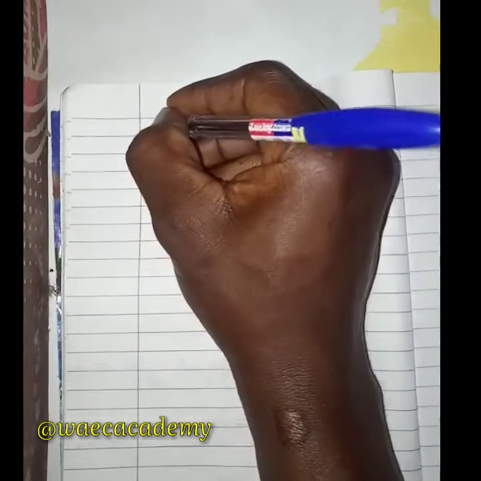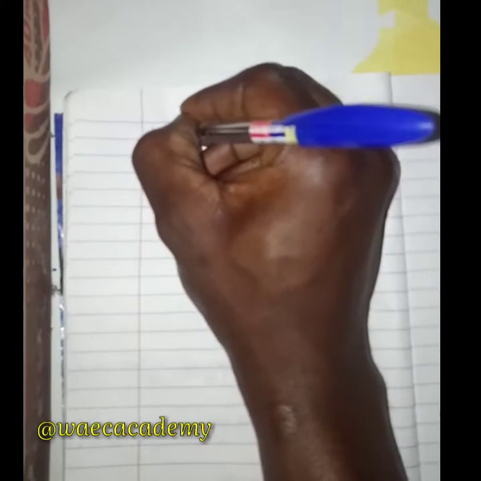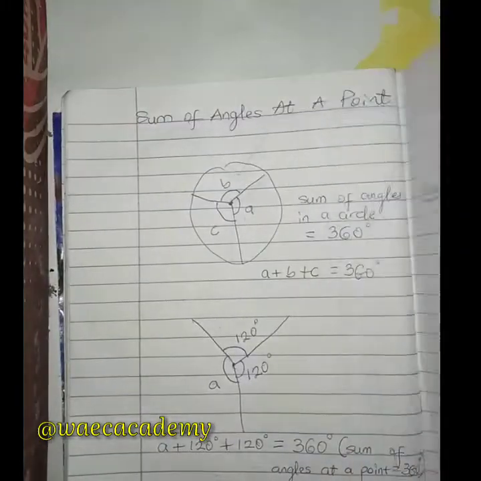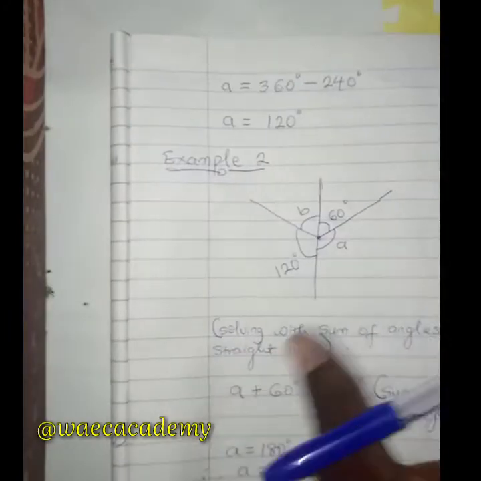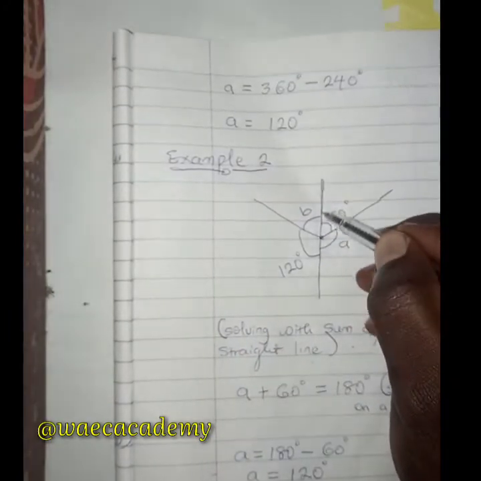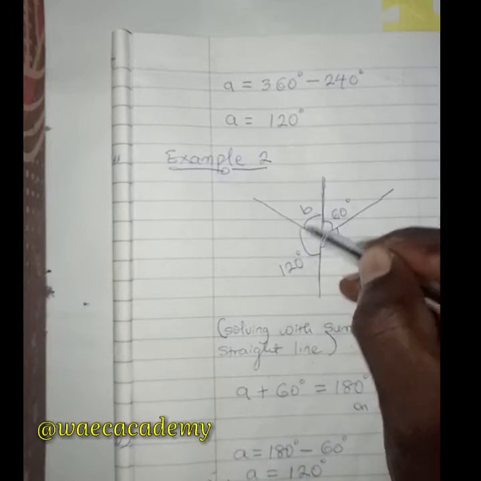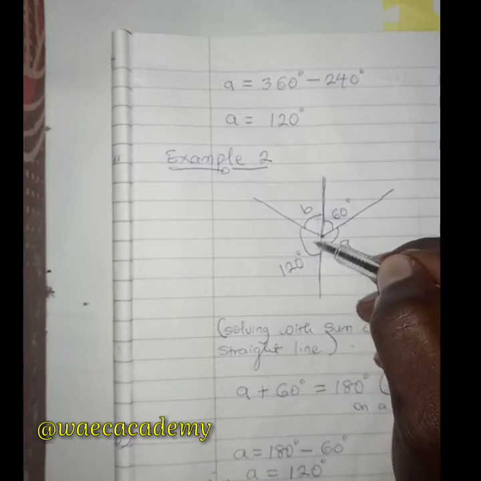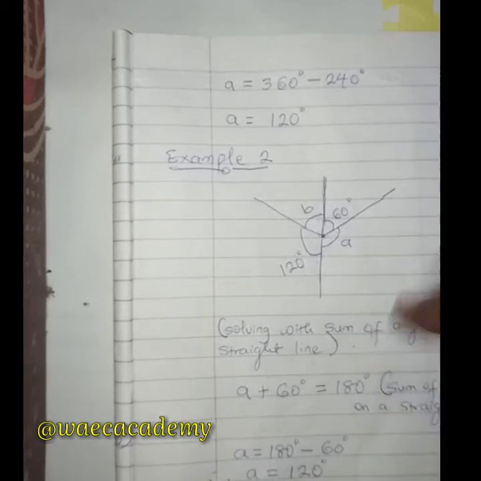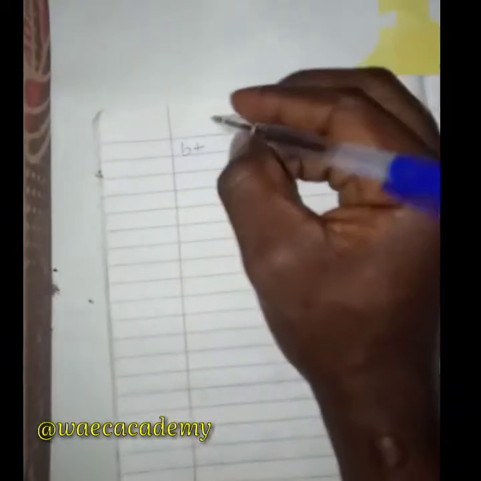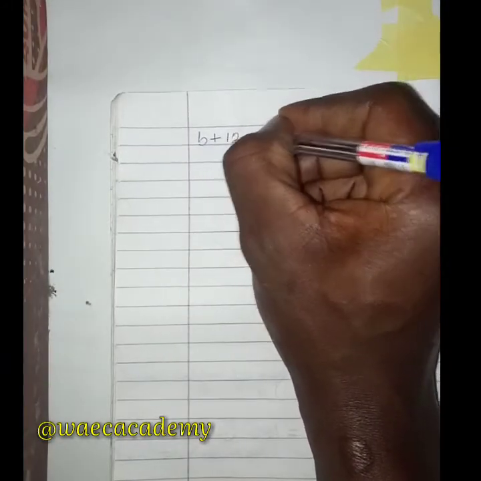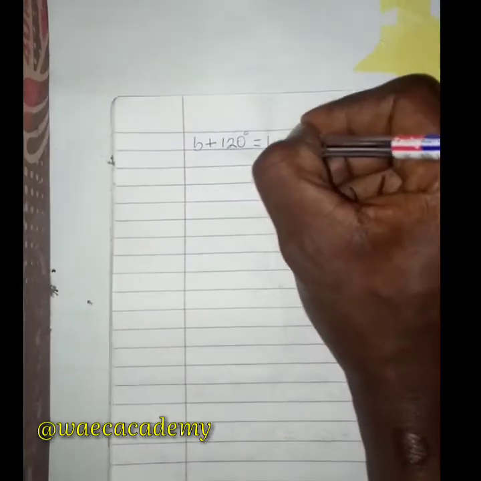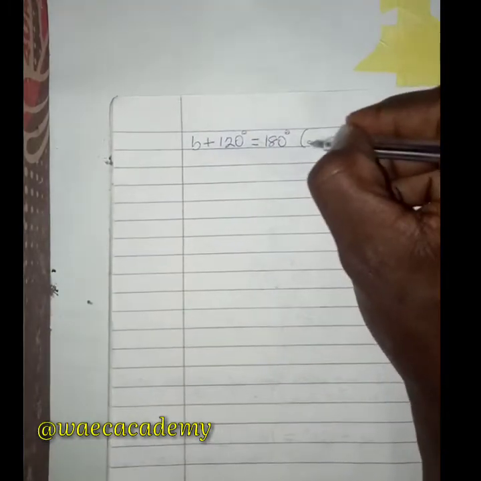So to get B, we go back to the question to see it. It's going to be B, because this is the other side of the straight line. This is the straight line. So this whole side on that straight line, B and 120 degrees, are the two angles on that straight line that will be equal to 180 degrees. So we have B plus 120 degrees equals 180 degrees. The same reason, sum of angles on the straight line.